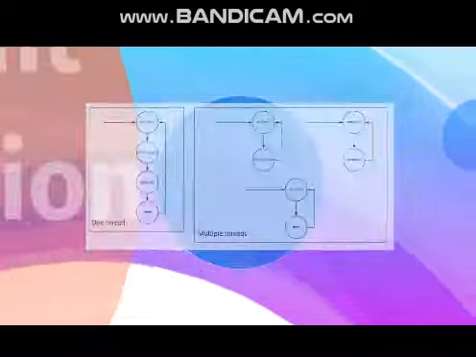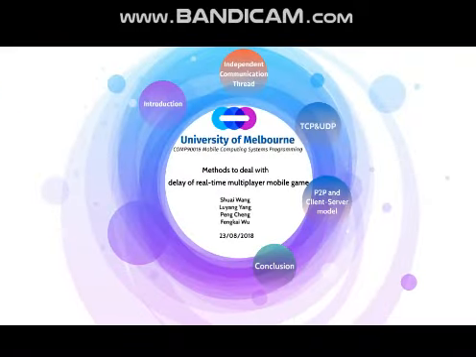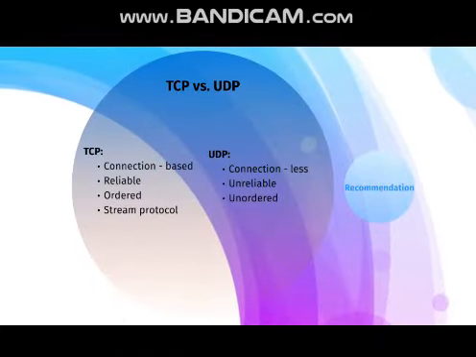Next, I would introduce choose different transmission protocol to deal with the network delay. The most basic requirement of real-time multiplayer games is communication between players and server, which is sending and receiving data over the network. There are two main ways, TCP and UDP.